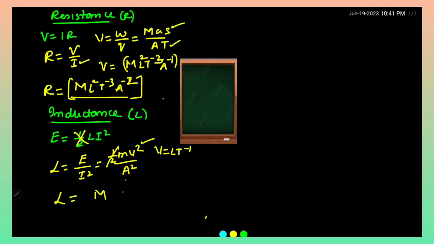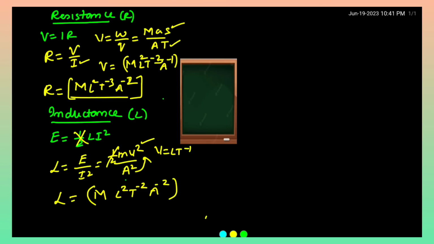So M will write like that only. V square means L square T power minus 2. Here A square comes to numerator, becoming A power minus 2. So this is going to be the dimensional formula for inductance.